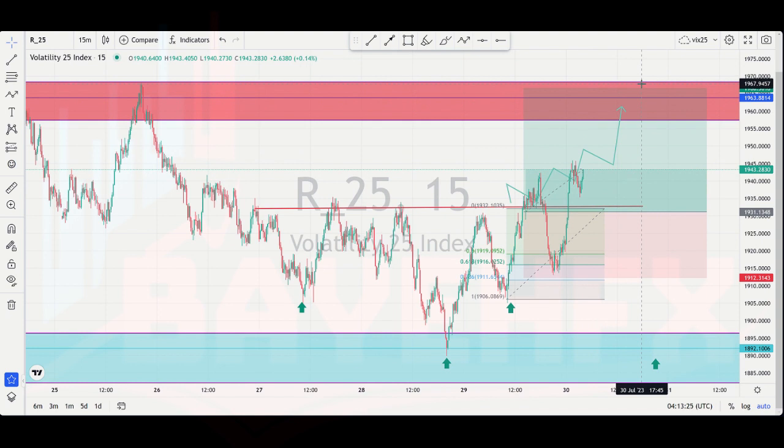We'll now be going long on VIX25. So that's it for VIX25.